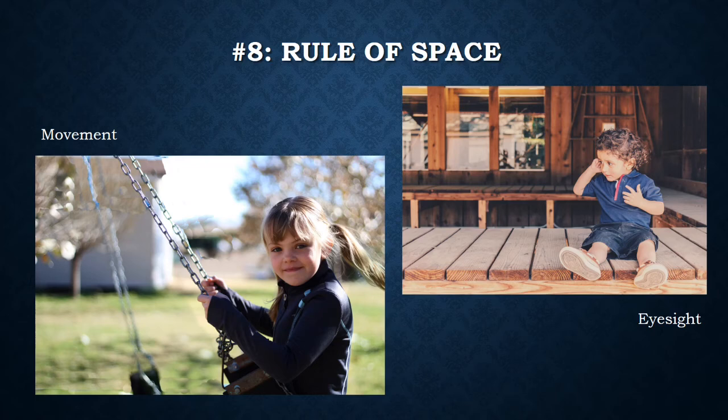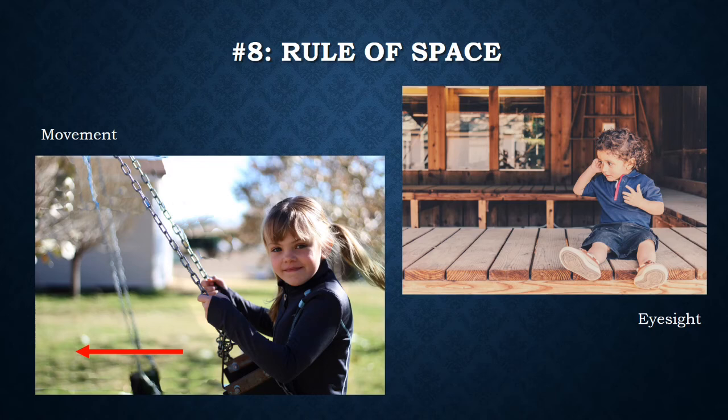Because of this, the rule of space states that if you have a person or subject moving in a photo, or looking into the shot, as opposed to looking towards the camera, then you should provide space in the direction that they are moving or looking. The girl on the swing is moving to the left of the photographer, so they have placed her on the right side of the photo so that she's moving across the frame.